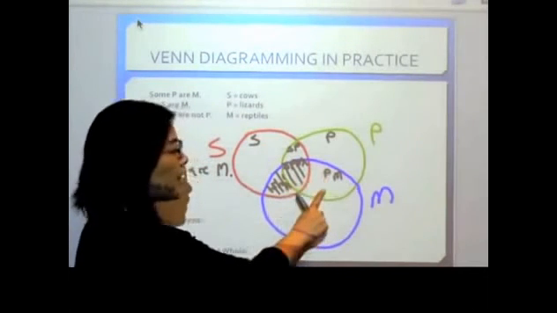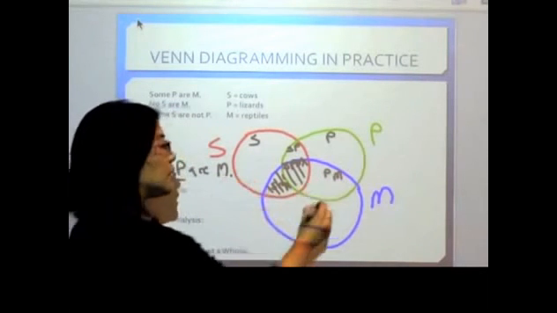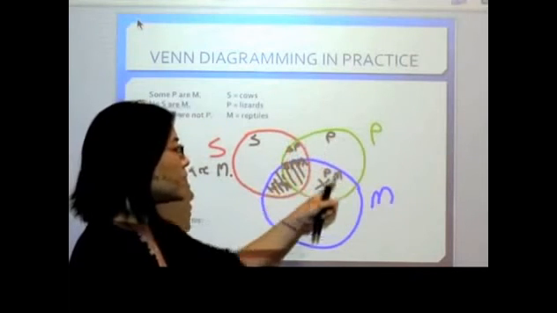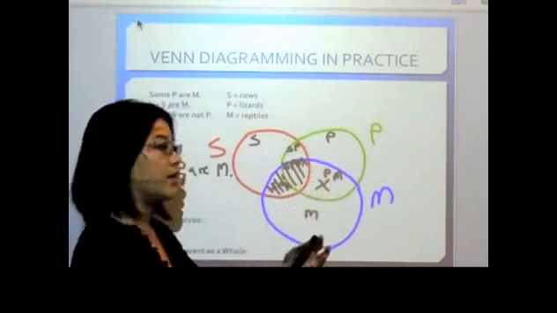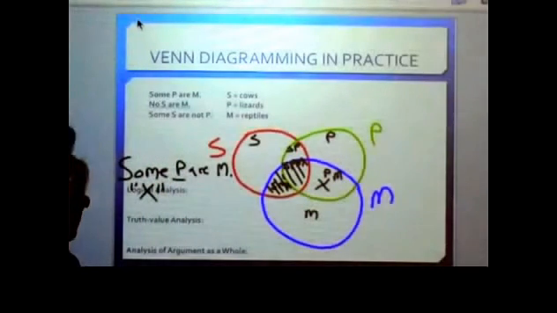In this case, we only have one area where that's the case, so we put the X inside that area. There's no other possible space in this P circle where something could exist that's both a P and an M. So that's our minor premise.